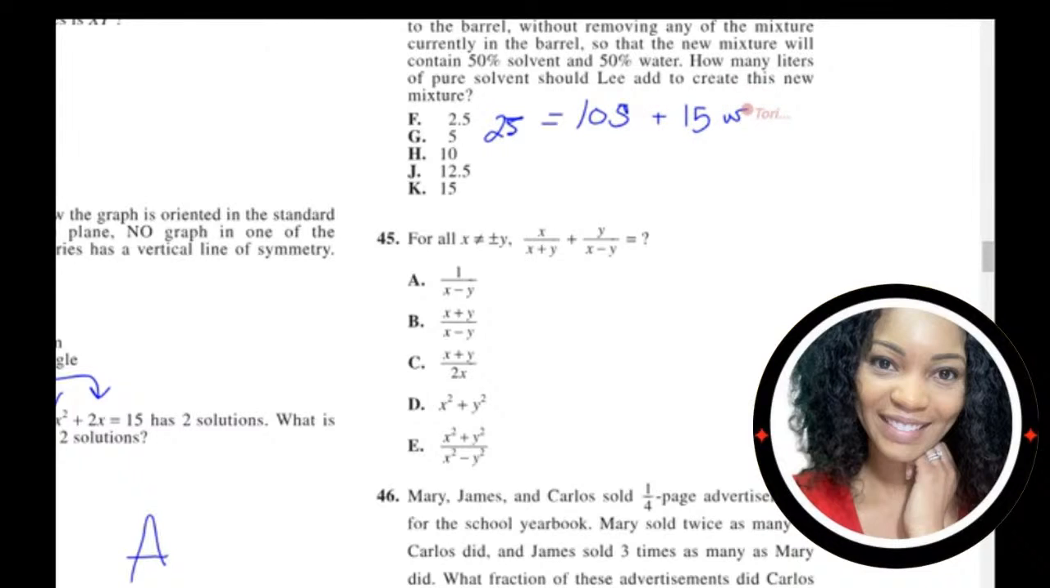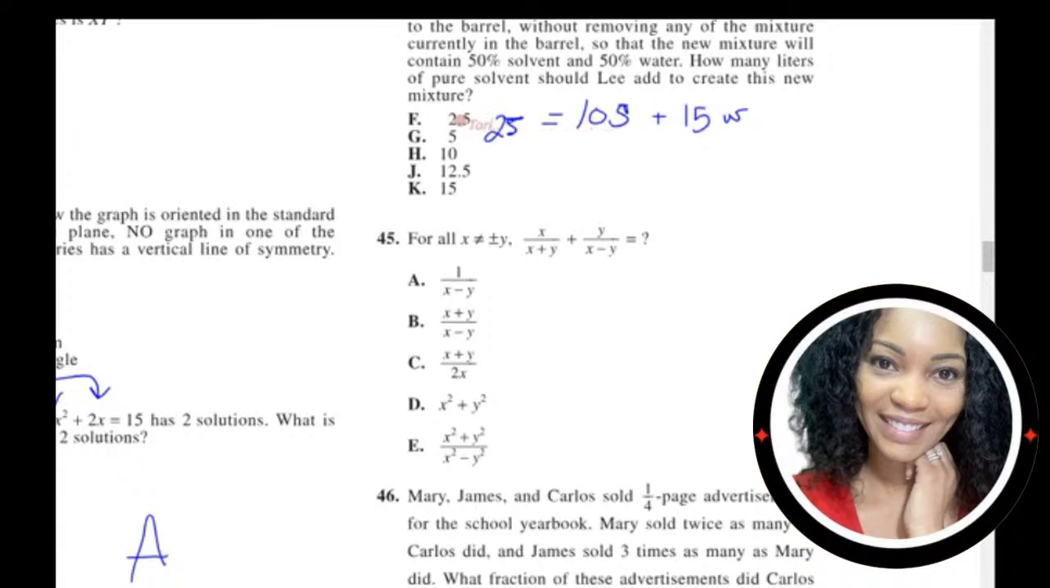Now, Lee is not going to remove anything from this mixture, but he needs to add some liters. He's going to add some more solvent until it's 50-50. The question is how many liters of pure solvent, just solvent only, should Lee add to create this new mixture? And then the answer choices are here, so we really can be clever and use the information in the answer choices to plug in and see if they will work.